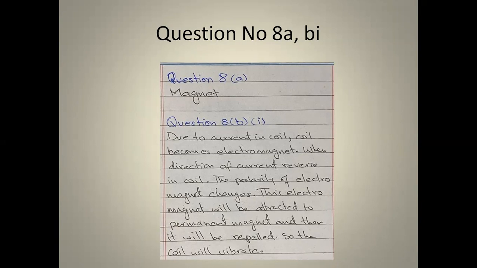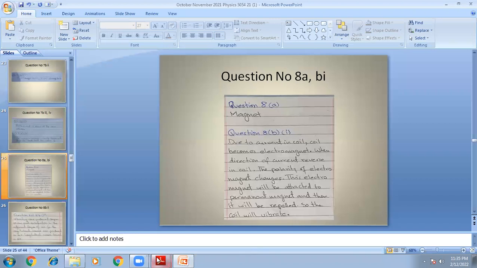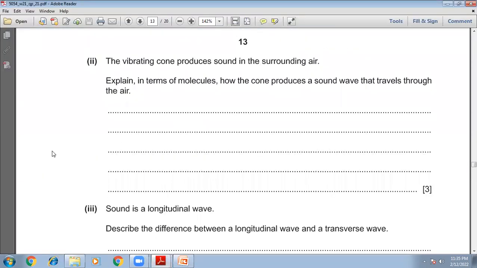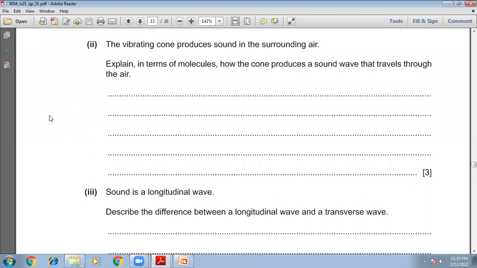So as the direction of the current reverses, the polarity will reverse, and the attraction might convert into repulsion. And when this happens periodically, the cone will vibrate. Okay, so let's move to the next part. He says, the vibrating cone produces sound in the surrounding air. Explain in terms of the molecules how the cone produces a sound wave that travels through the air.